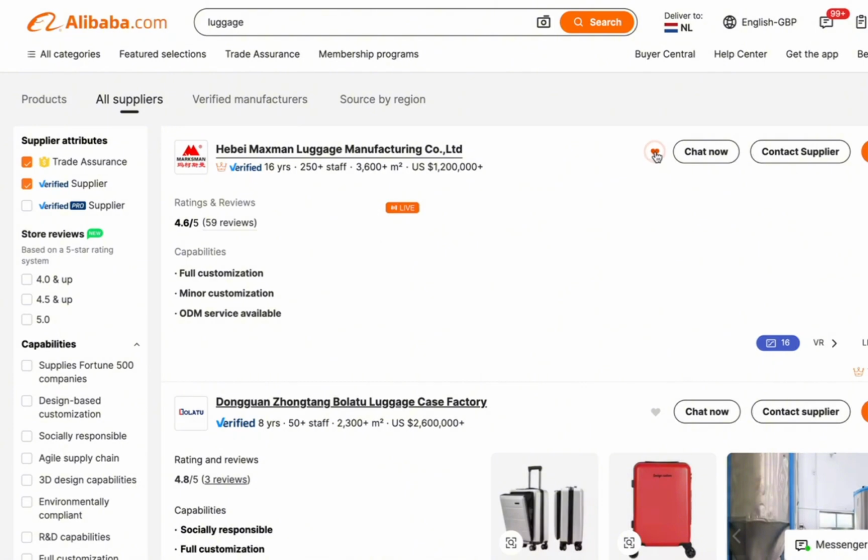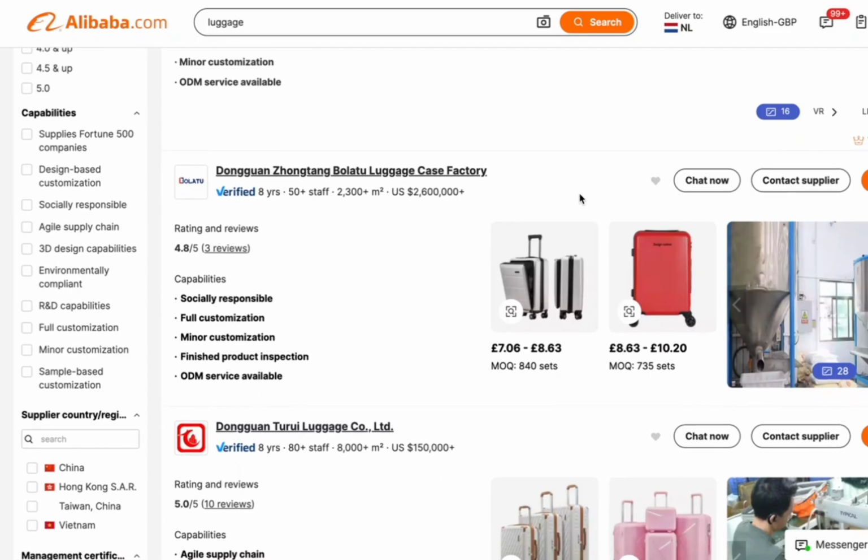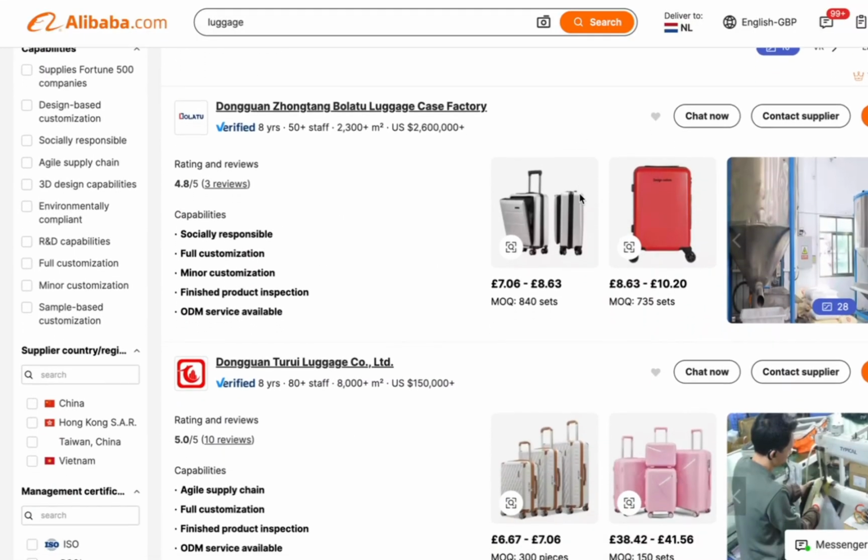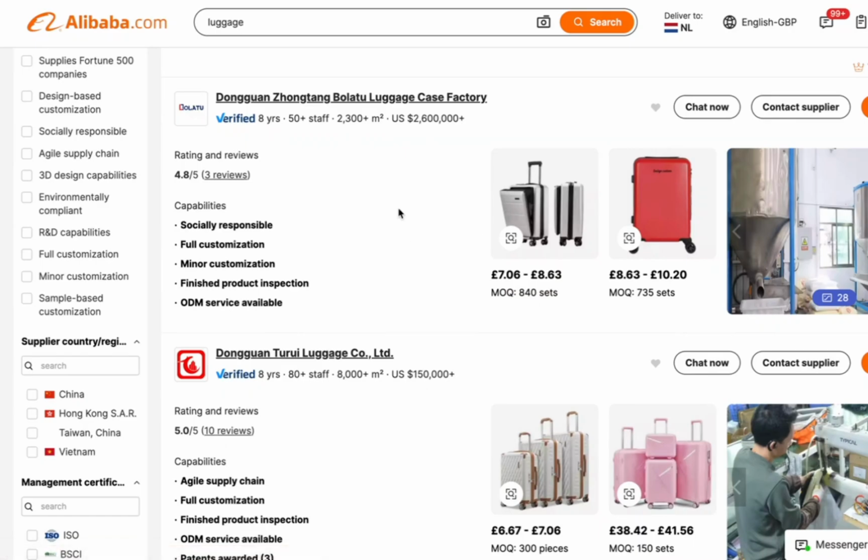So this supplier will get into our favorites list. We can find all favorited suppliers later in our account's favorites folder and contact them all at once to save time, of course, once we finish with our supplier search.